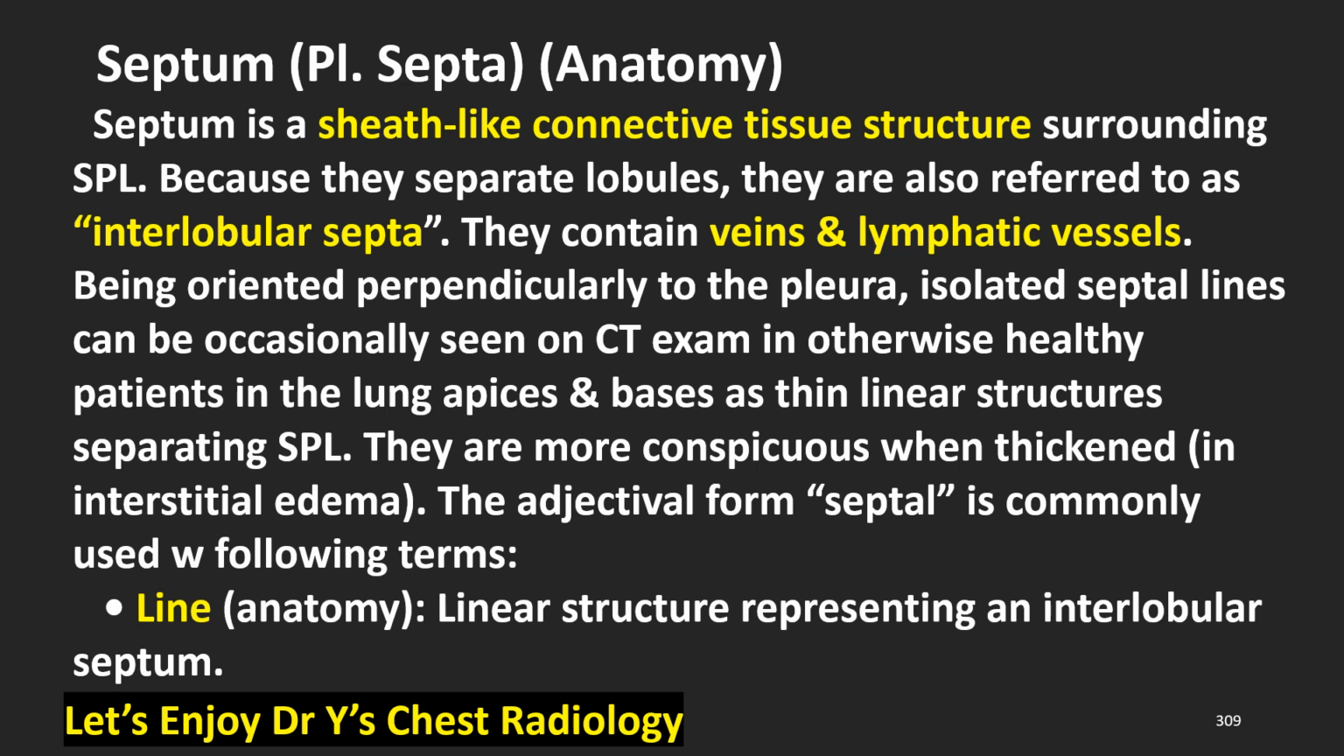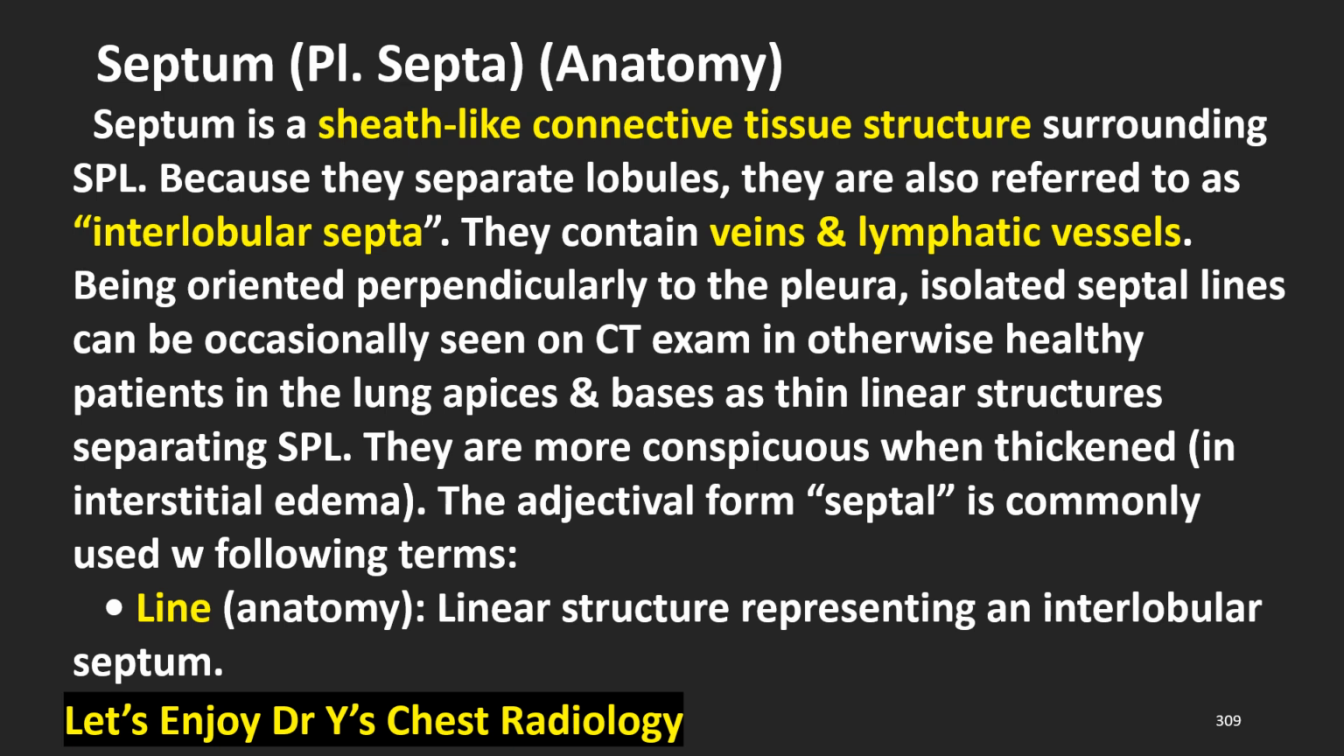Septum, pleura, septa, anatomy. Septum is a sheath-like connective tissue structure surrounding the secondary pulmonary lobule. Because they separate lobules, they are also referred to as interlobular septa. They contain veins and lymphatic vessels.